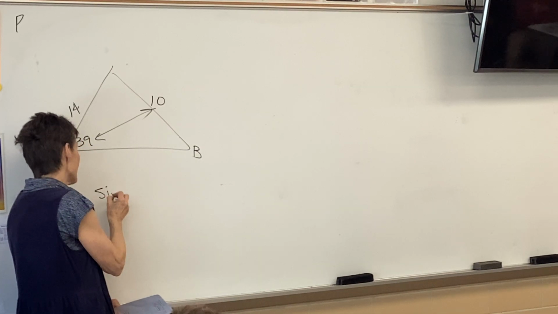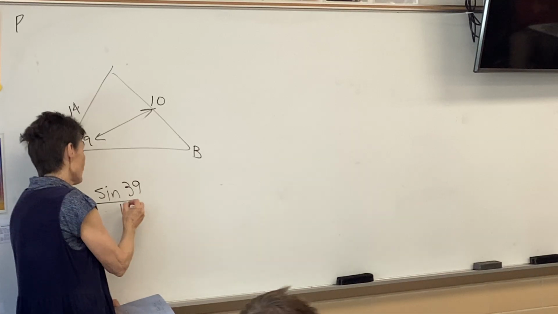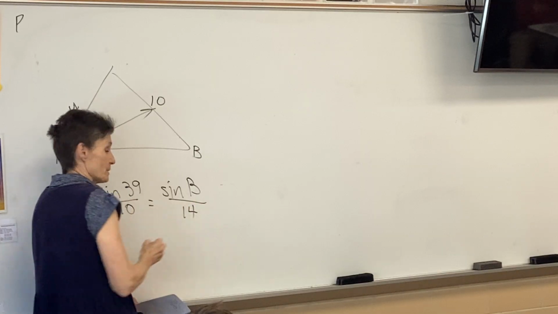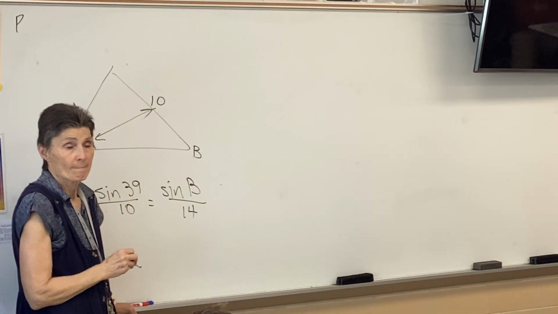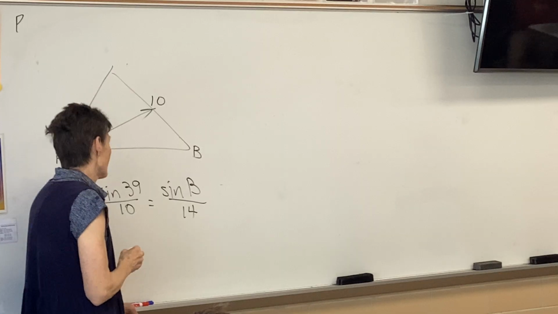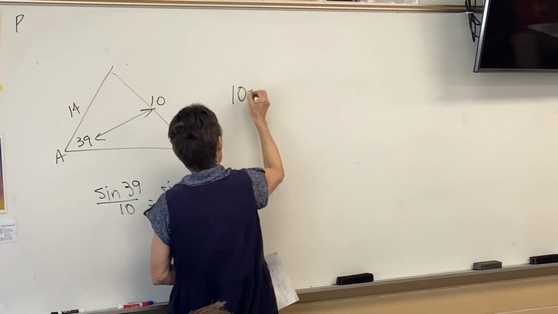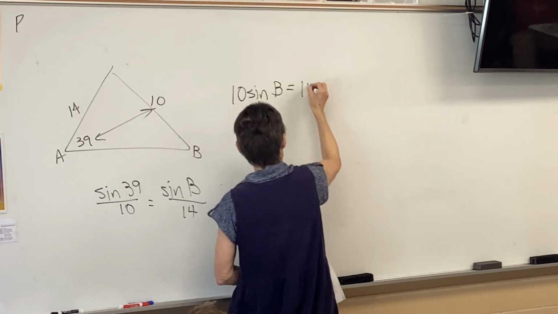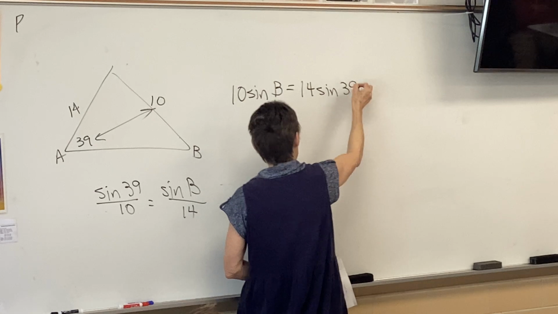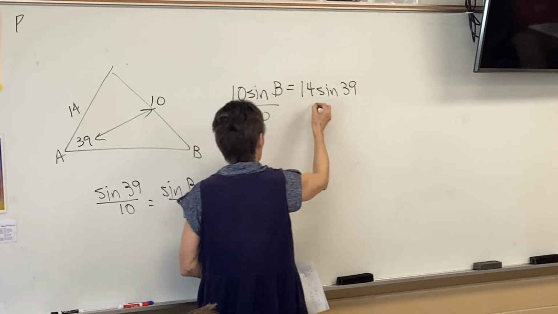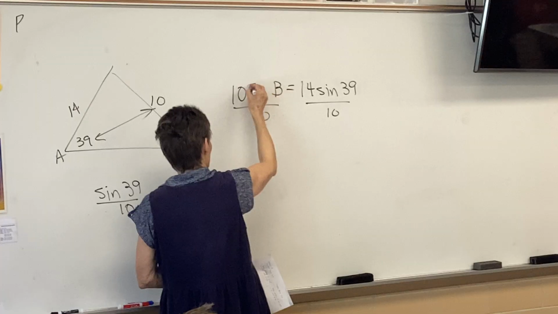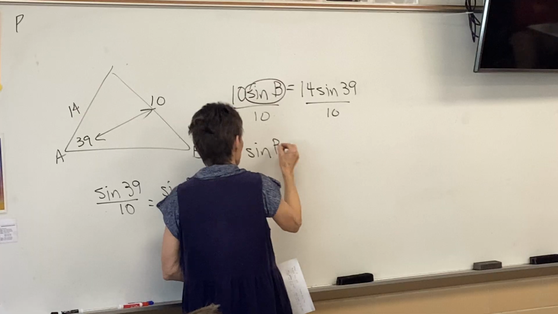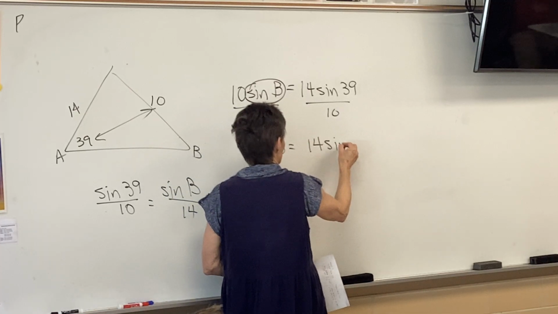That means sine 39 over 10 equals sine B over 14. Cross multiply. 10 sine B equals 14 sine 39. Divide by 10. Remember, sines don't separate from their angles. That's a unit. So divide by 10. So sine B equals this.